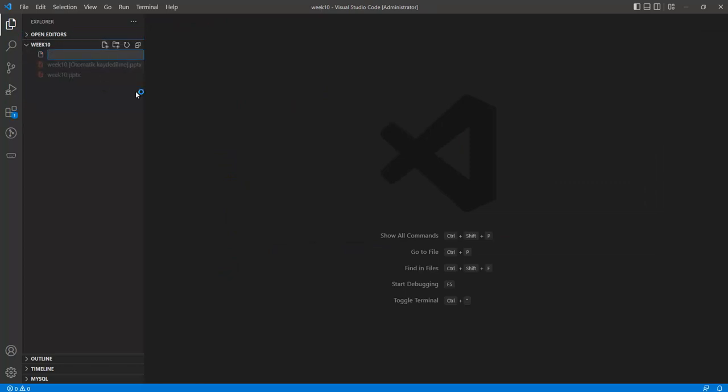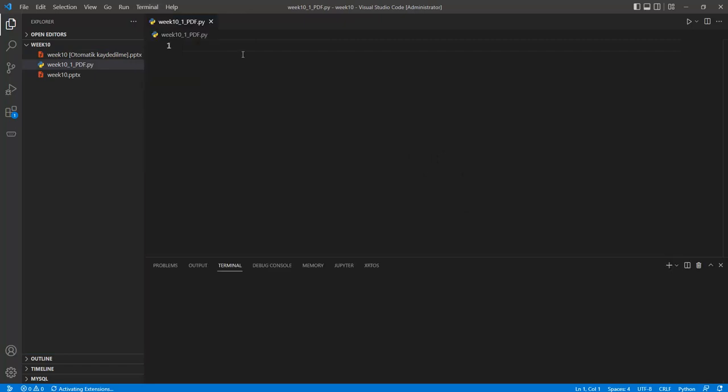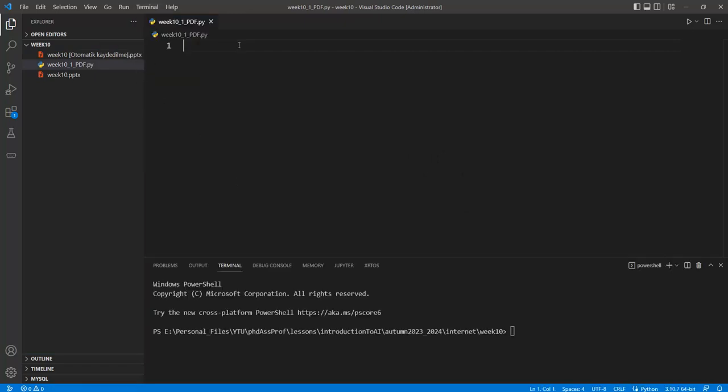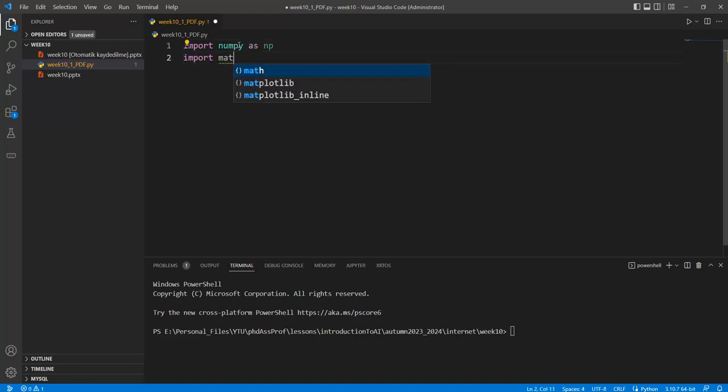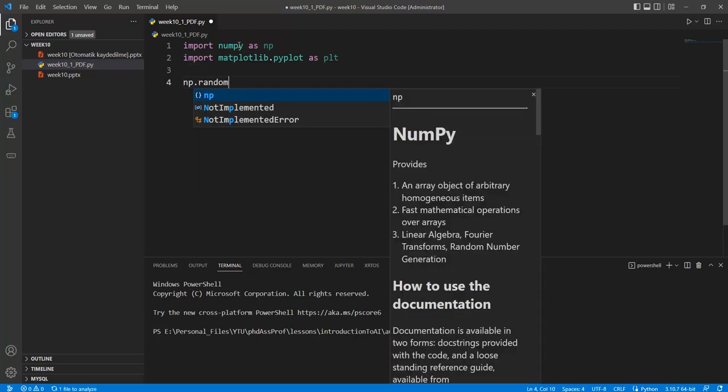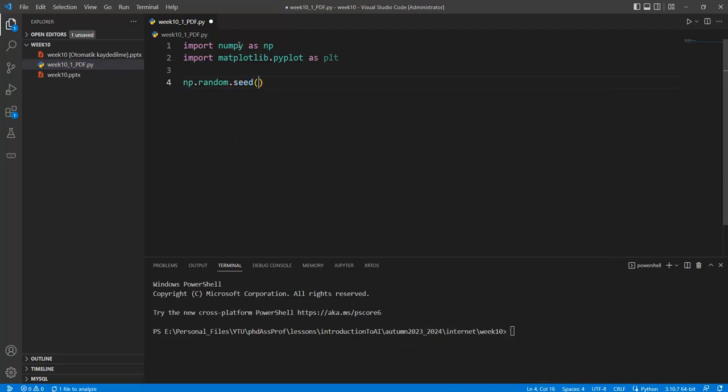And firstly, week 10, PDF function body in here like this one. Import numpy as np and import matplotlib.pyplot as plt. Okay, firstly we need to set the seed value to, for example, 42.